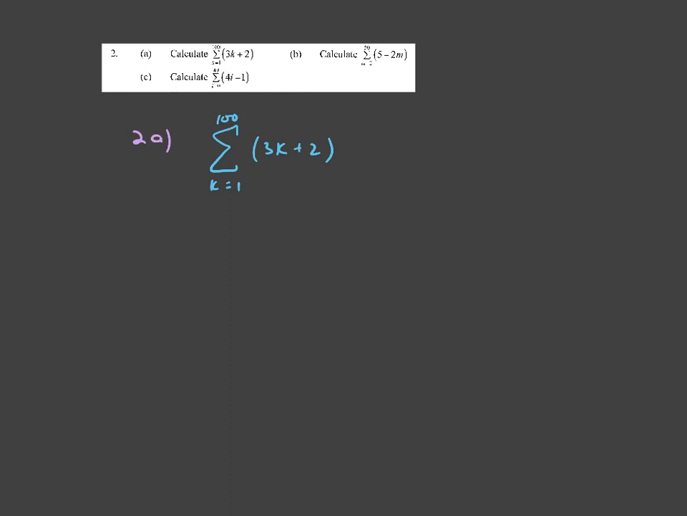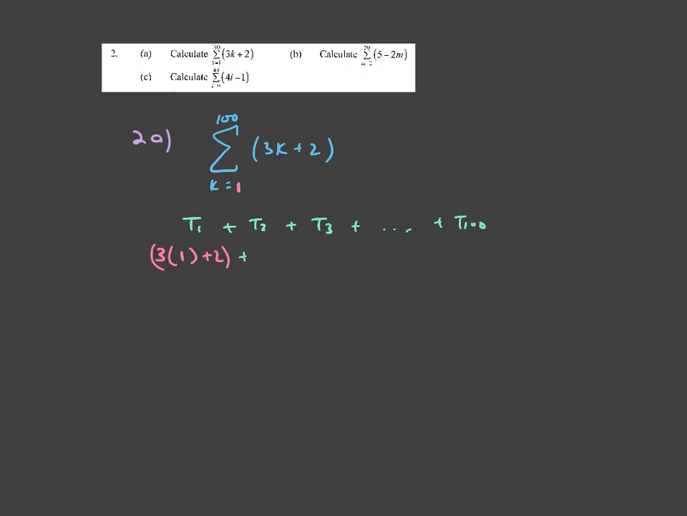So what's the first thing we're going to do? We're going to work out the values of the first 3 terms. In other words, the first one will be 3 times, and you substitute the bottom counter into it, 3 times by 1 plus 2. Hopefully that makes sense.